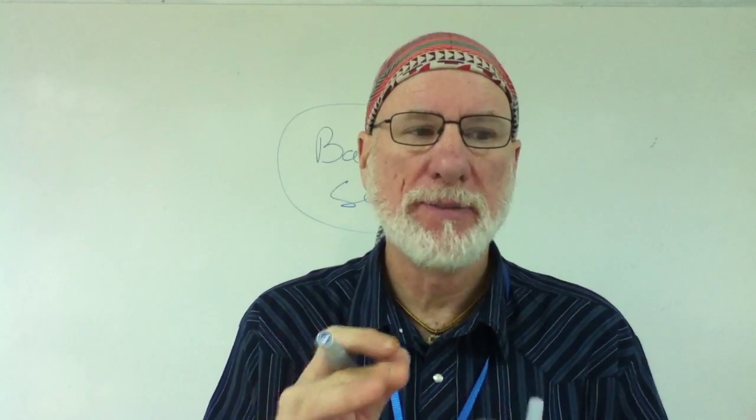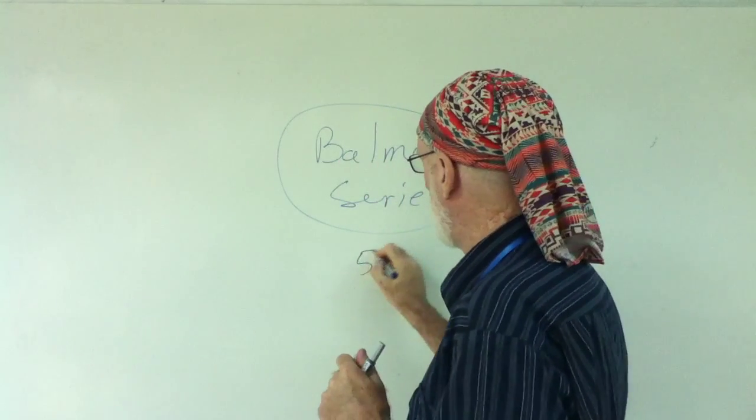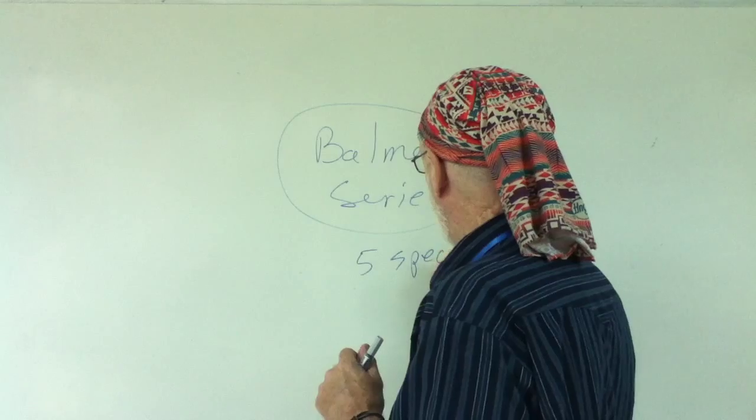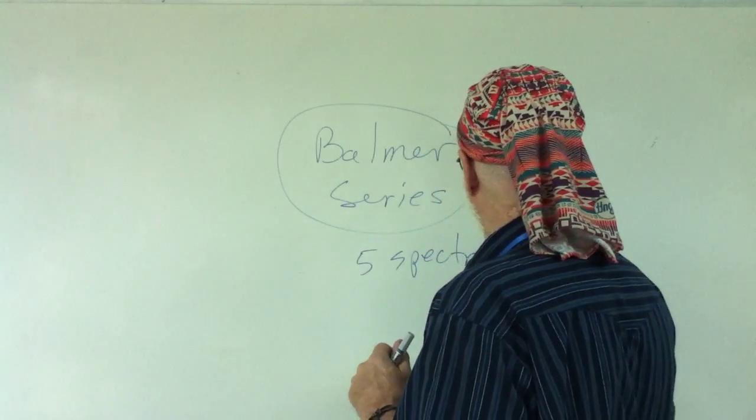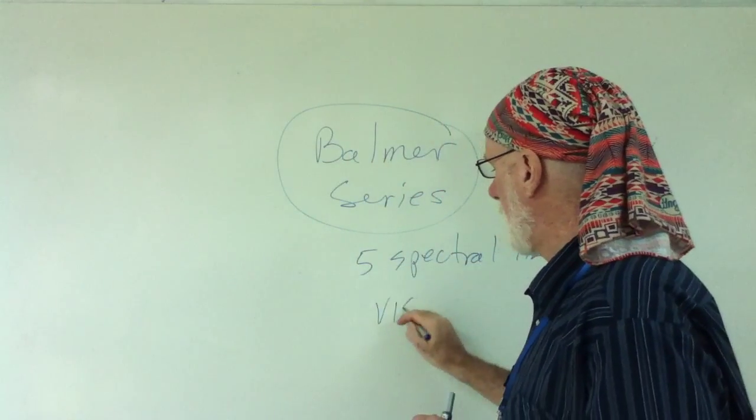Yeah, now, this is something you should have on the tip of your tongue, right? I mean, this is something you need to know. Yes, Munkel, you remember? 5. Yeah, you get 5 lines, 5 spectral lines. And what is special about this particular series? Anything? They're visible. It's in the visible spectrum.